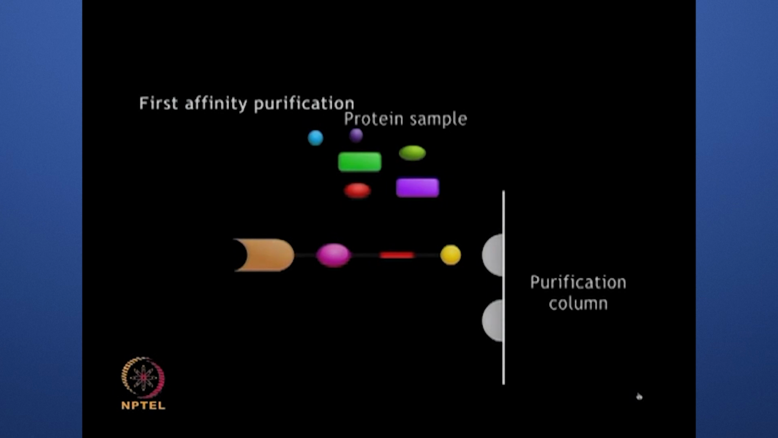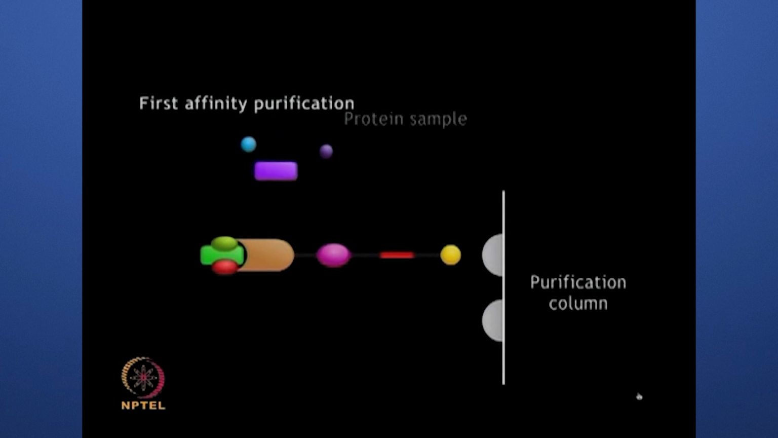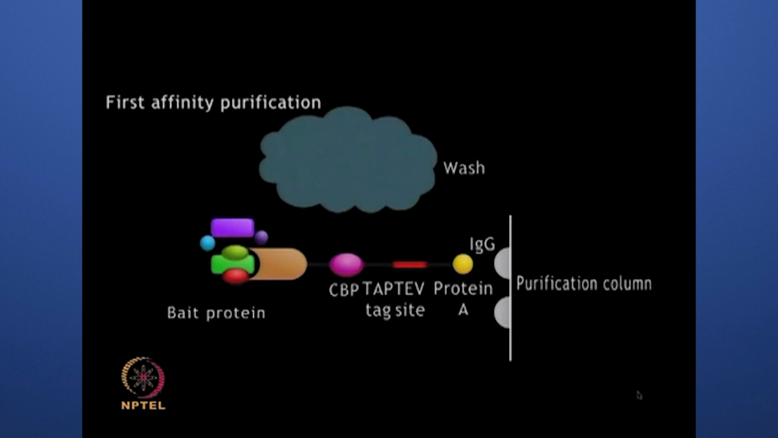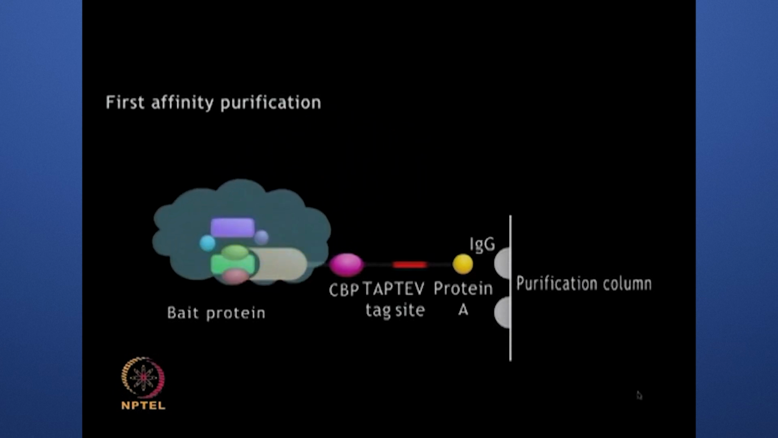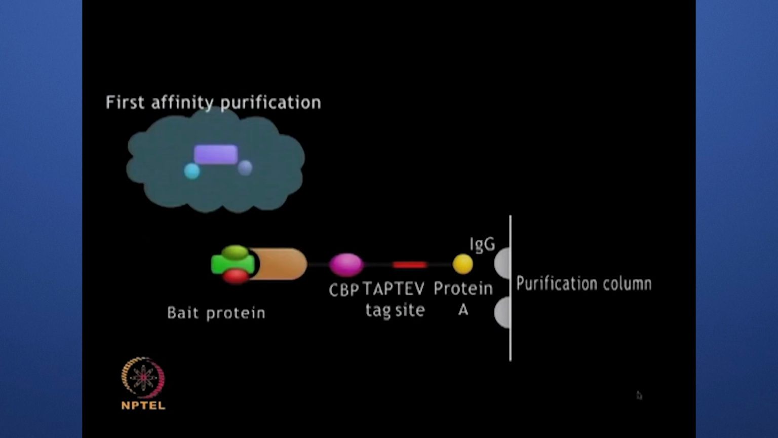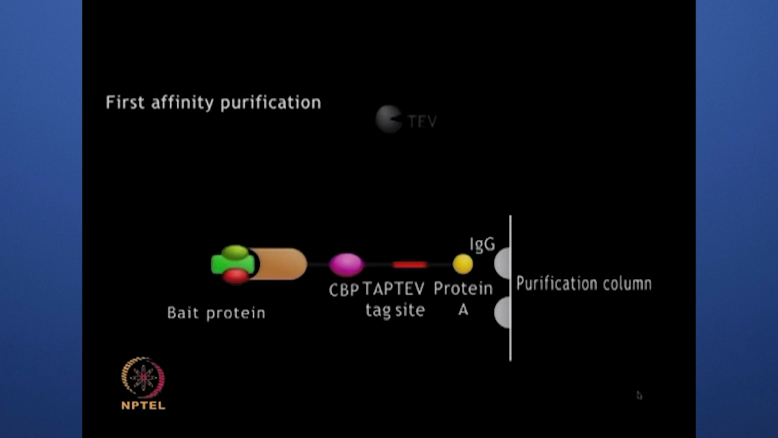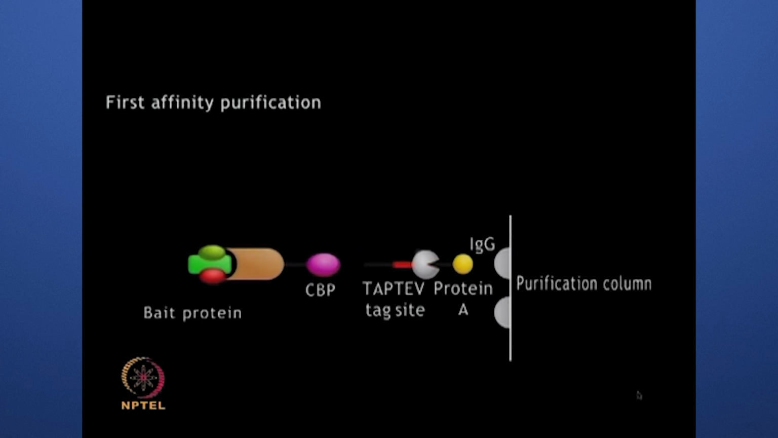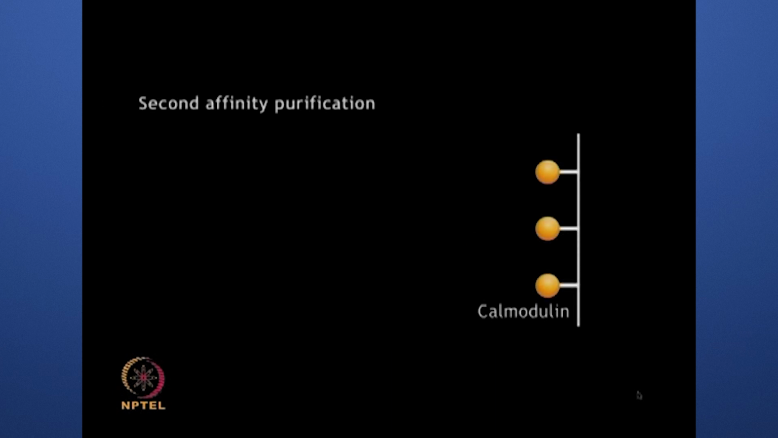Some of the proteins form a complex with the bait through specific binding interactions. The remaining unbound proteins are washed away. This is followed by cleavage at the TEV site by using the enzyme TEV protease to release only the protein complex bound to the calmodulin binding protein. These reactions constitute the first affinity step.